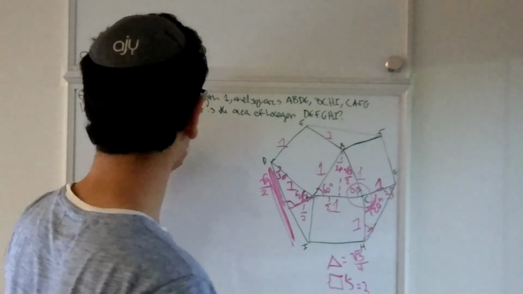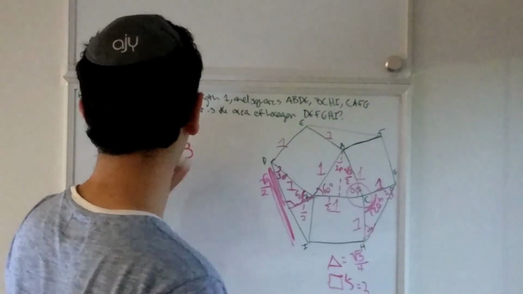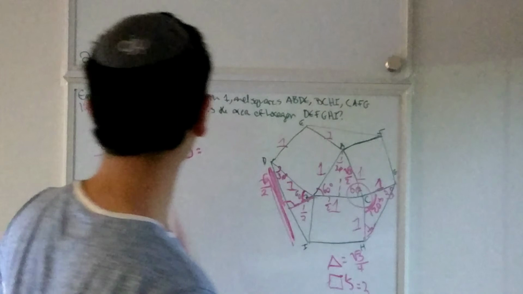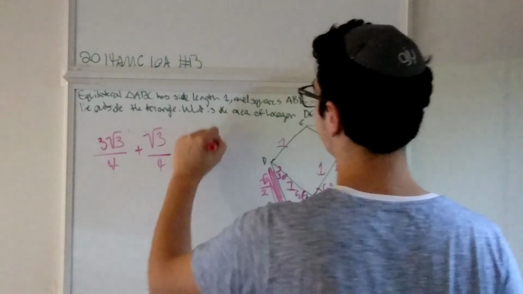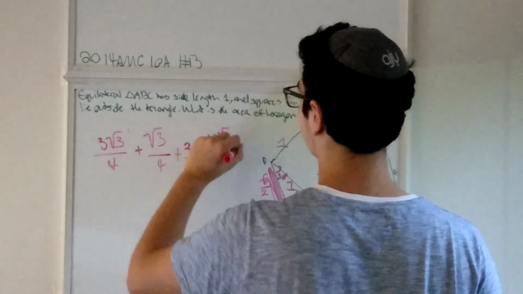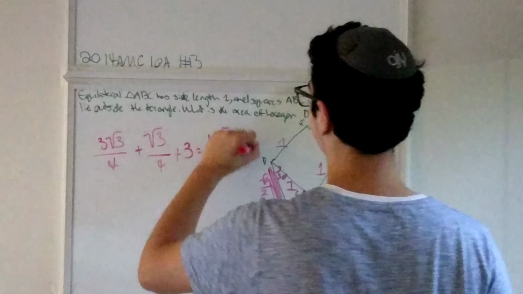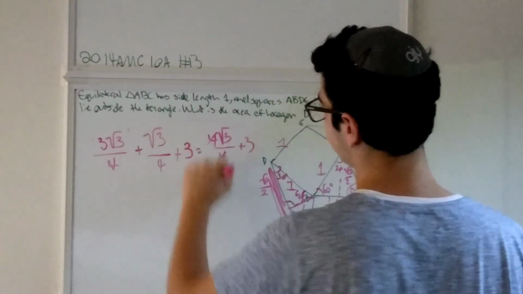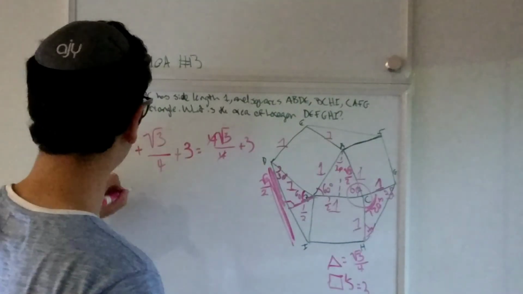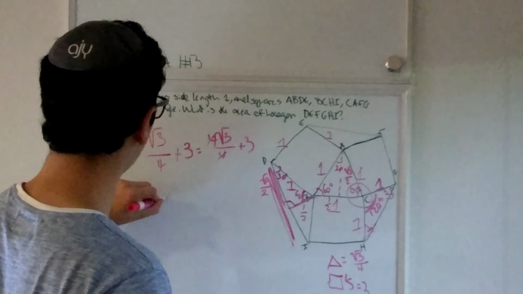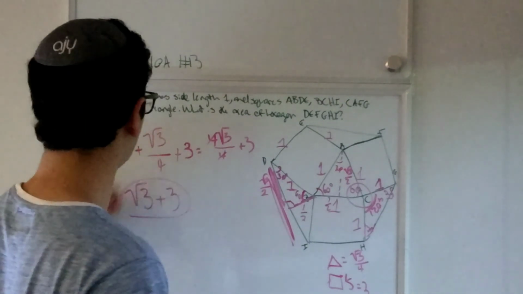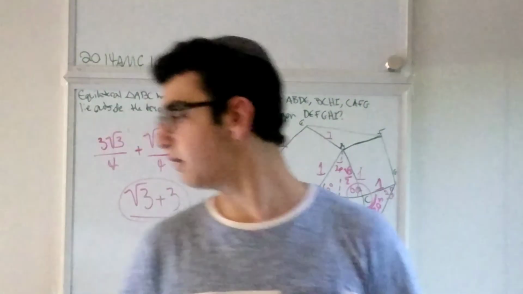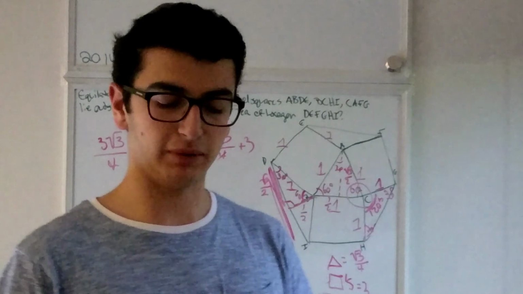Plus the area of the squares, which is 3. Those two are like terms, so it's going to be 4 square root 3 over 4 plus 3. Now notice how these two can cancel out. So our final answer for the area of that hexagon is square root of 3 plus 3. It's a bit more proper to write the 3 first, but it doesn't really matter.